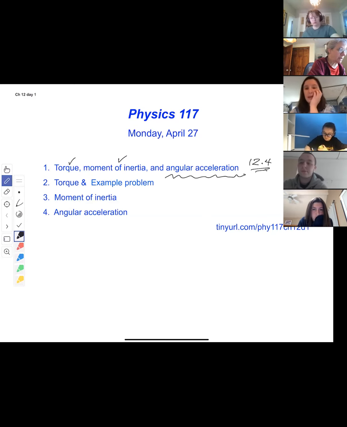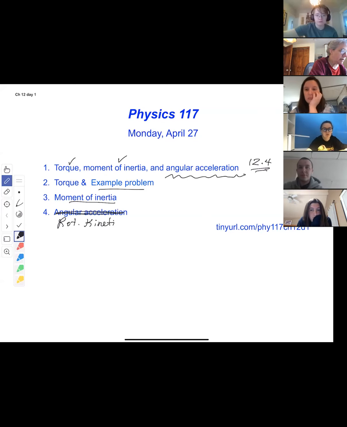I wanted to do at least one example problem for torque because there's a problem on the homework about that. And there's one about moment of inertia. And oh, I meant to not put angular acceleration here. I meant to put rotational kinetic energy. That's going to be the other thing.